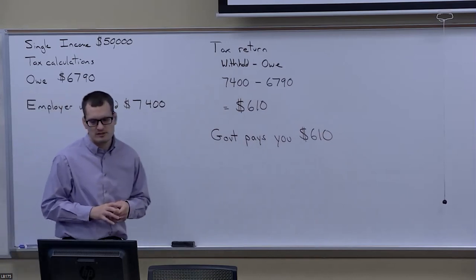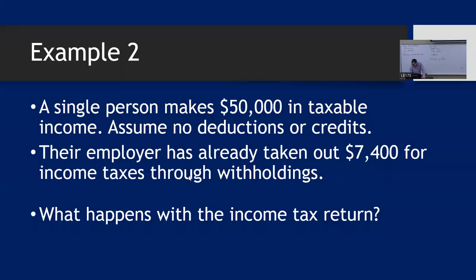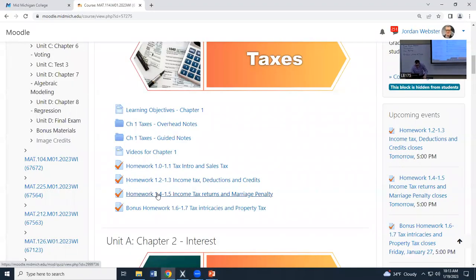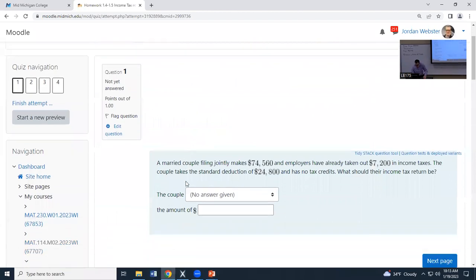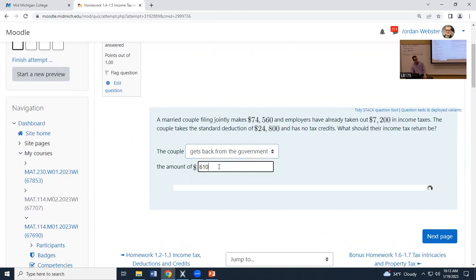So on Moodle, in fact, let me go and show you what Moodle has. When you go to the income tax returns question, it'll say the couple, and then you say owes to the government or gets back from the government. And when you write your amount, it'll always be a positive amount. So that's kind of how it works.